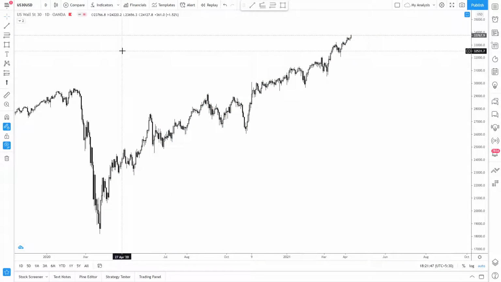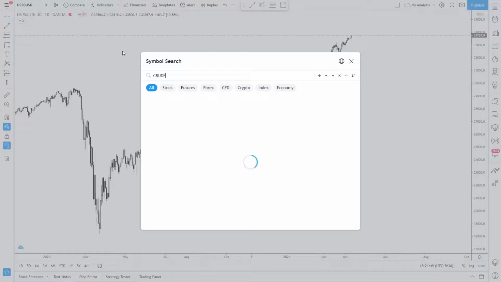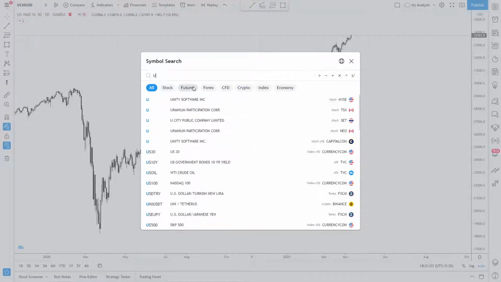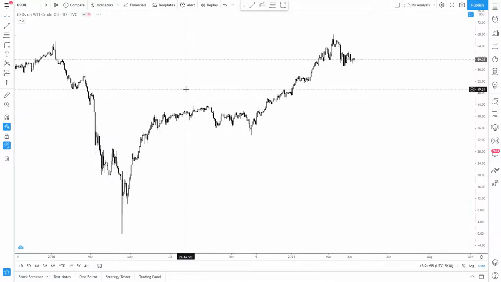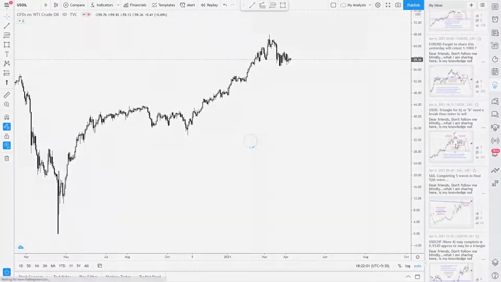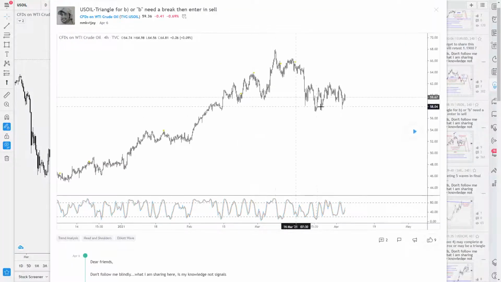So let's move on to crude oil, sorry, US oil. So US oil, I have already explained that there is no change in US oil. So I'm looking only for the triangle here.